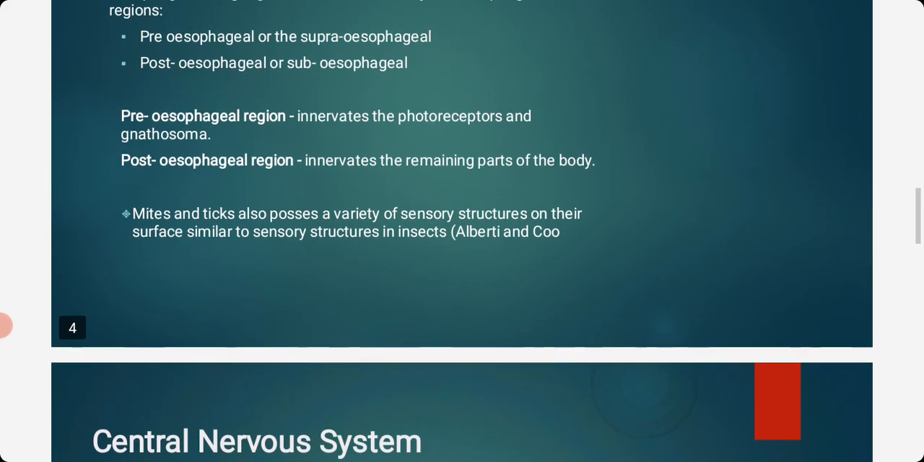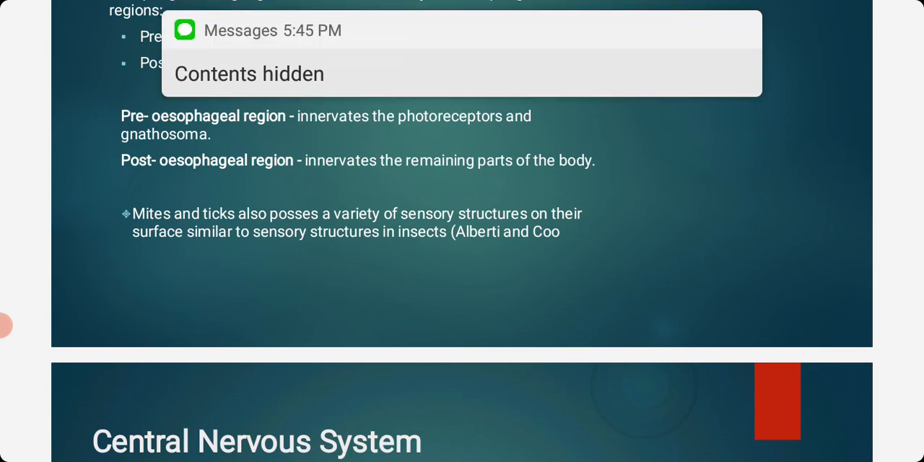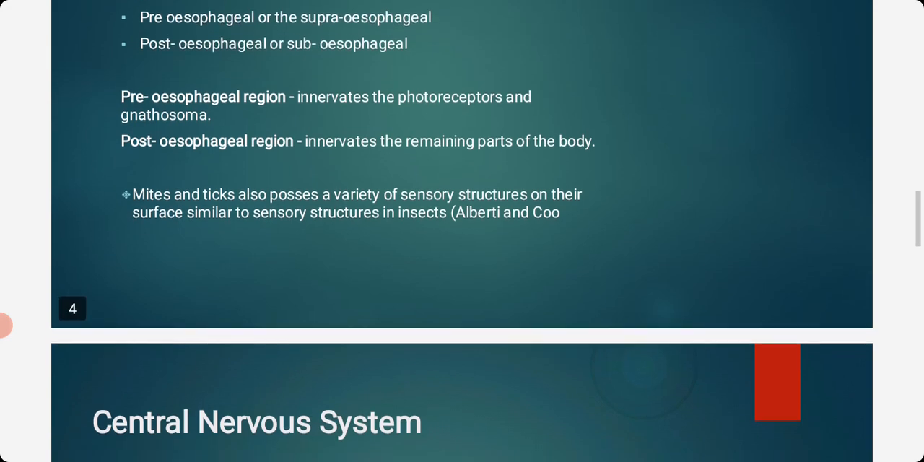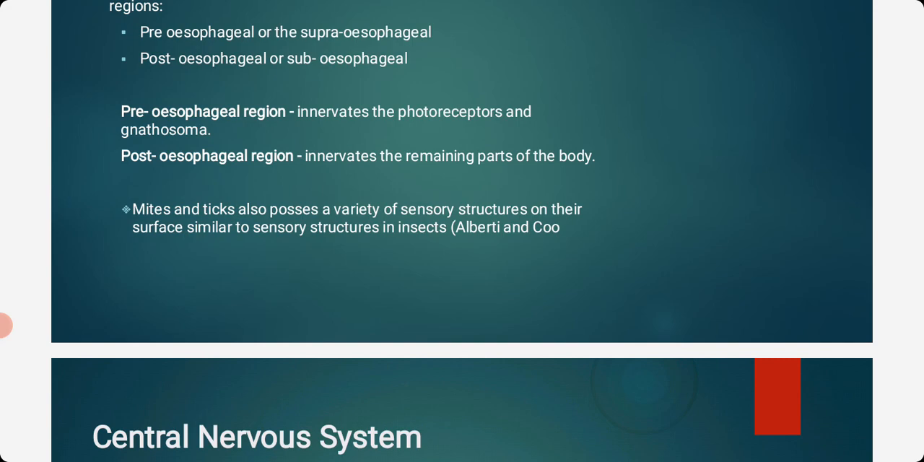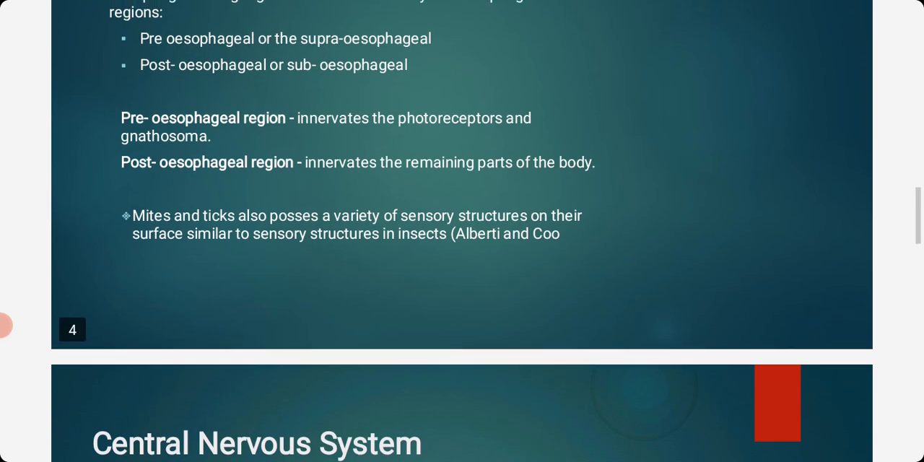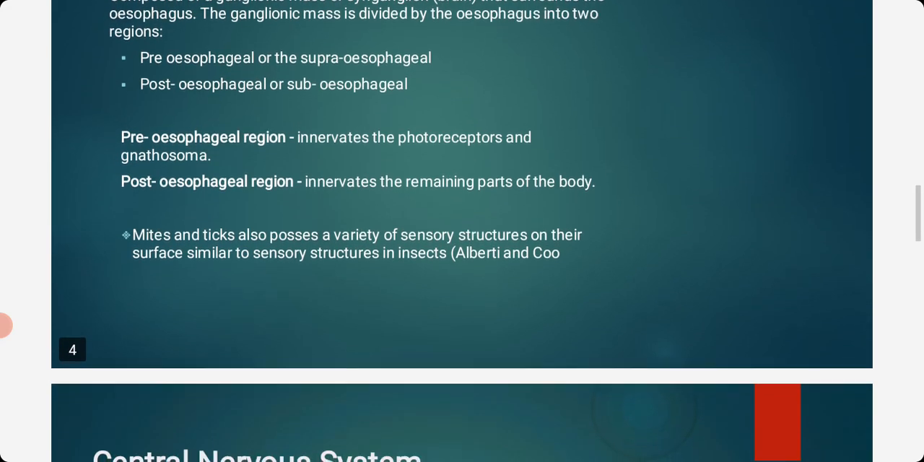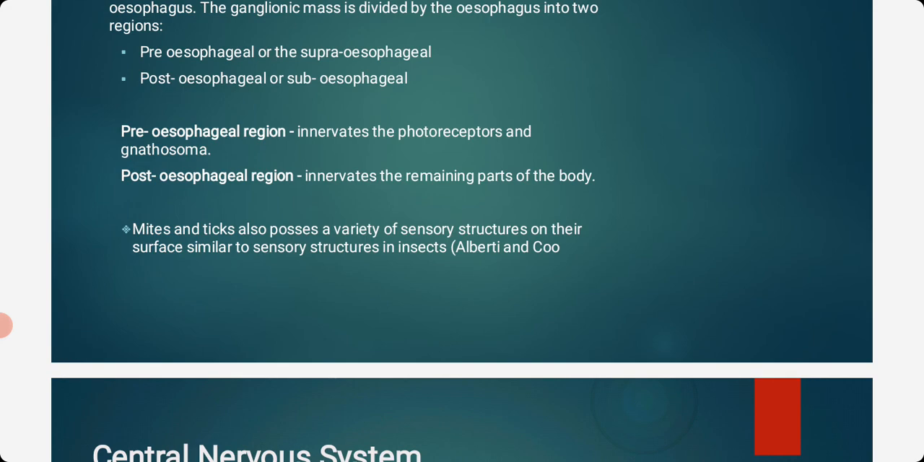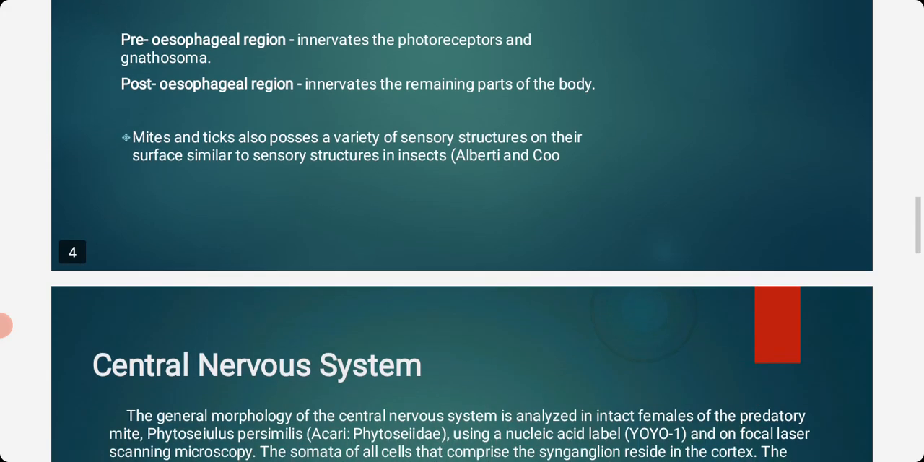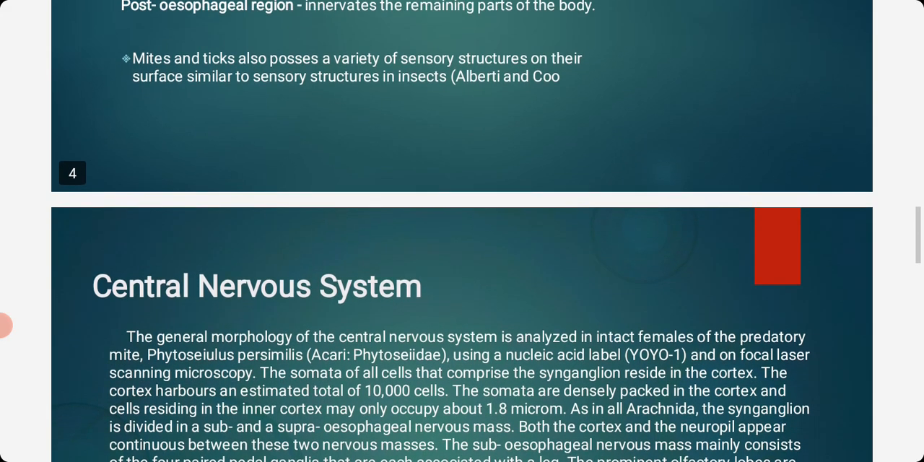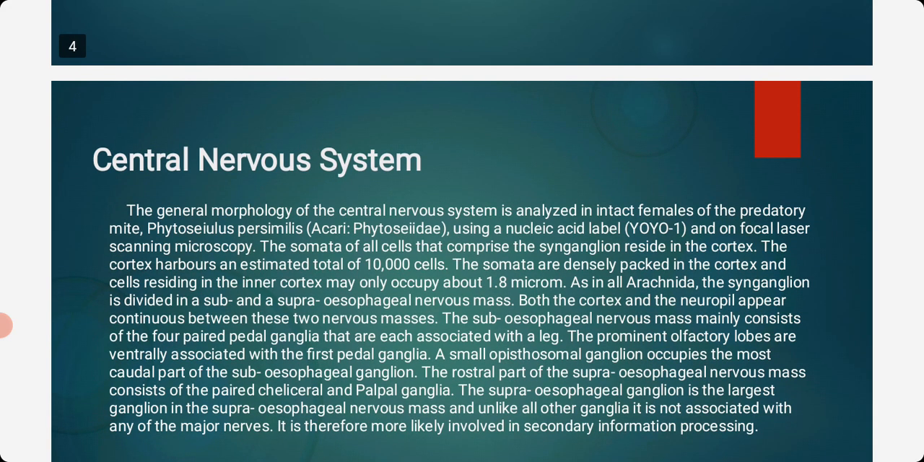Yung pre-esophageal region, it innervates the protocerebrum and gnathosoma. Tapos yung post-esophageal region, it innervates the remaining parts of the body. So, mites and ticks also possess a variety of sensory structures on their surface similar to sensory structures in insects. This is by Alberti and Coons.